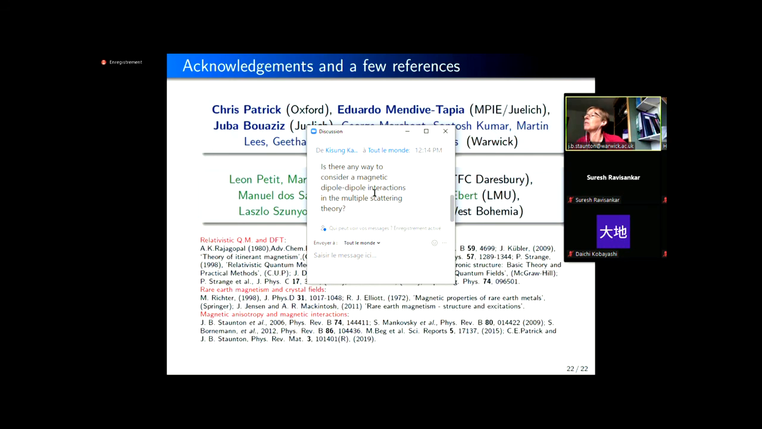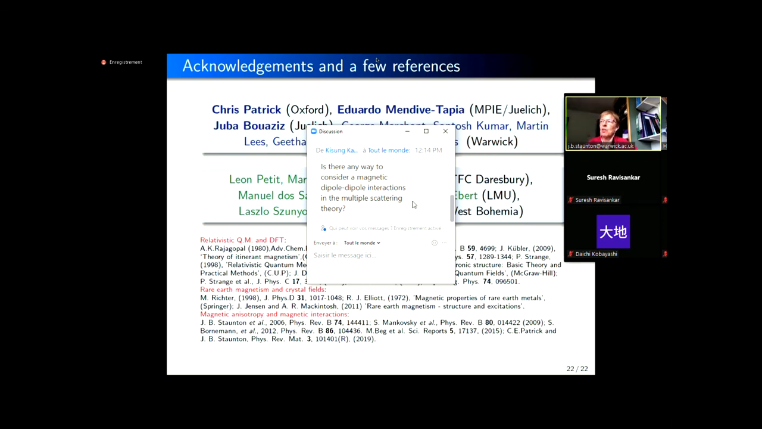Can you see it? So there is a question: is there any way to consider magnetic dipole-dipole interactions in multiple scattering? Yeah, that's a very good question actually, and I'm sure there are many people in the audience who can answer this.